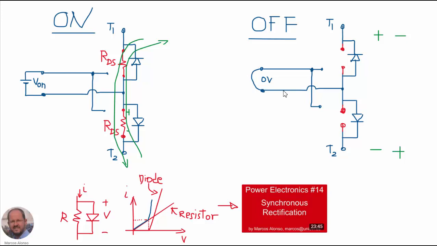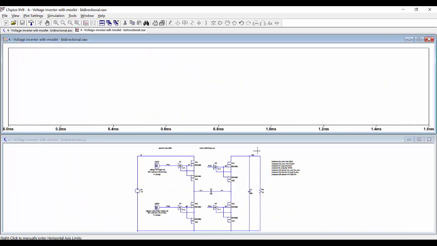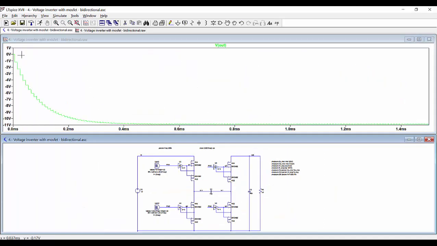So now let's see a couple of simulations to check the behavior of this bidirectional switch in a switch capacitor converter. Here we can see the implementation in LTspice of the bidirectional switches. So we can do a simulation and see the output voltage, so we can see how we can get negative output voltage.